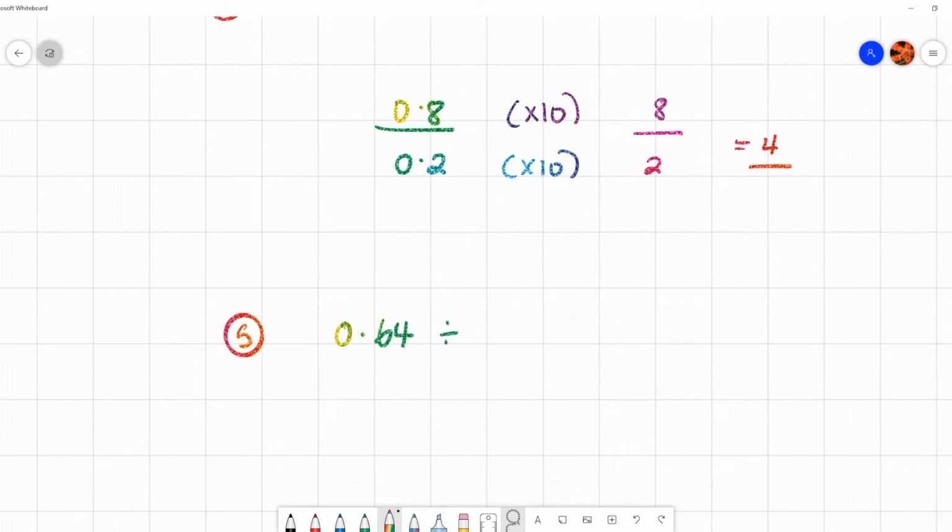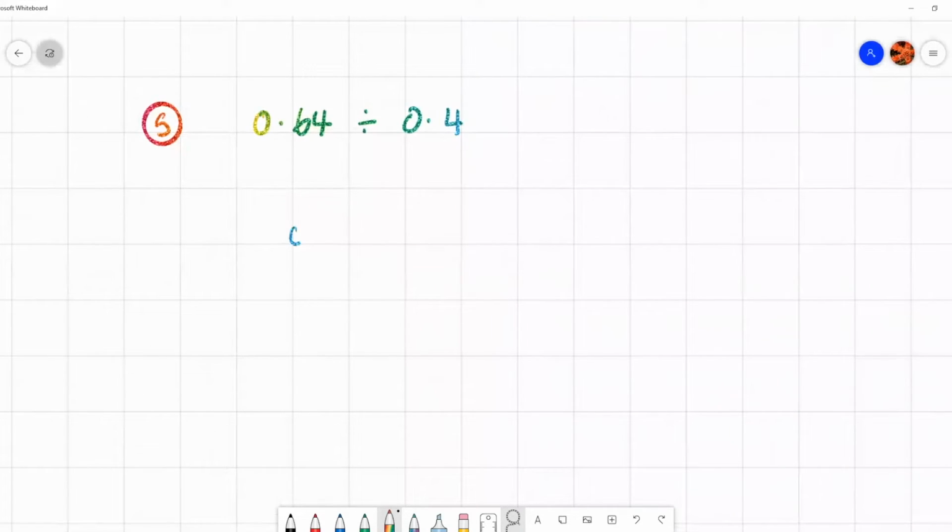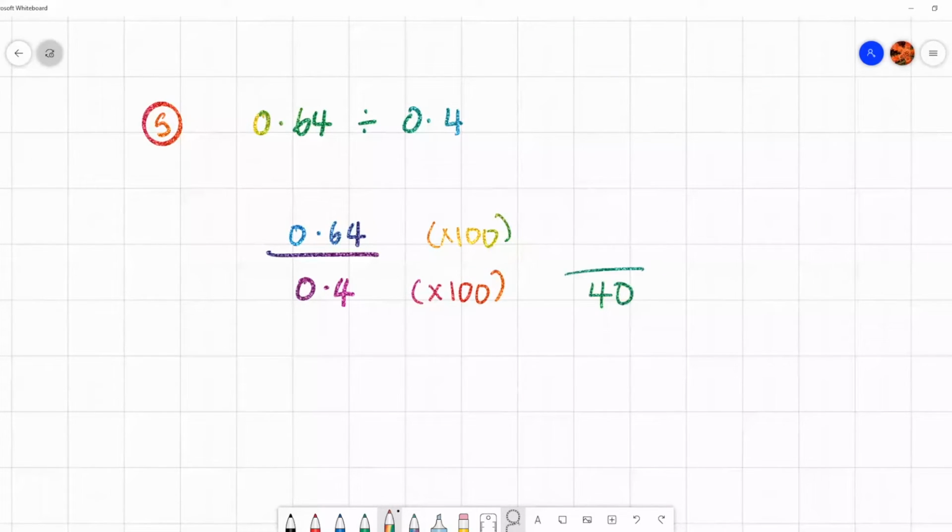0.64 divided by 0.4. Okay, so again, 0.64 divided by 0.4. Now, you need to times both of them by something so that you get rid of the decimal point. Now, 0.64 has got 2 decimal places and 0.4 has only got 1 decimal place. So I've got to times them both by 100, because if I don't times the top one by 100, I'm still going to end up with a decimal. Okay, 0.4 times 100 is 40, and 0.64 times 100 is 64.